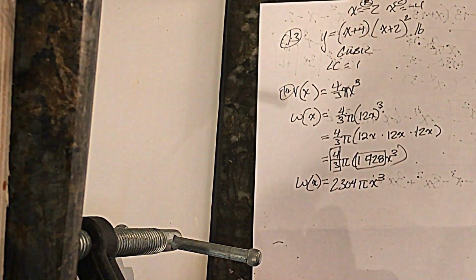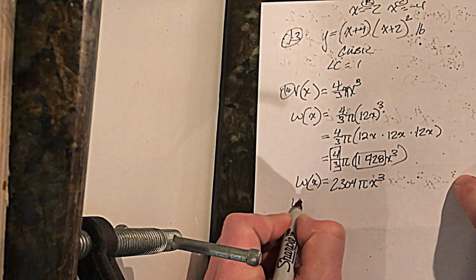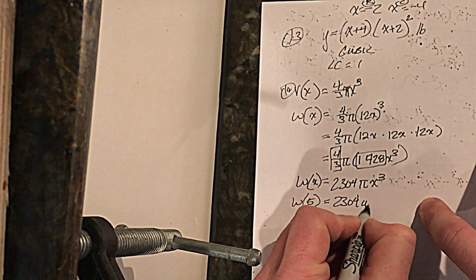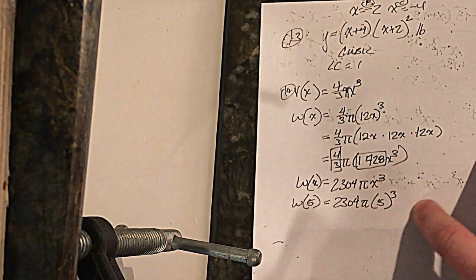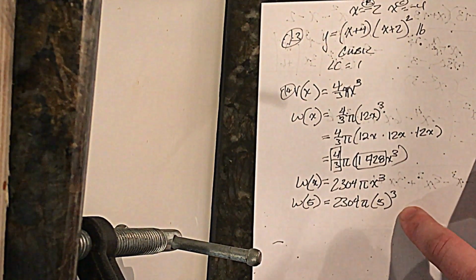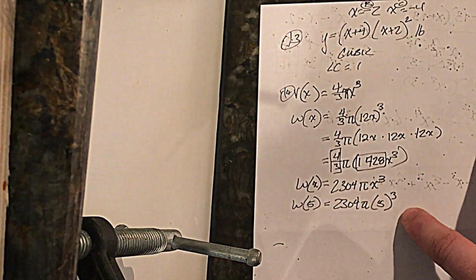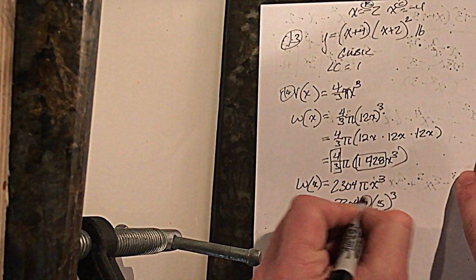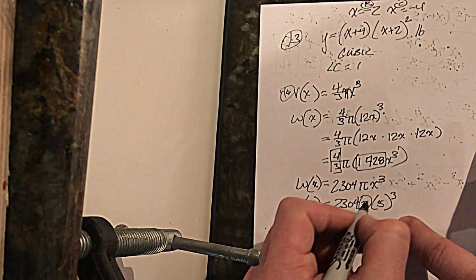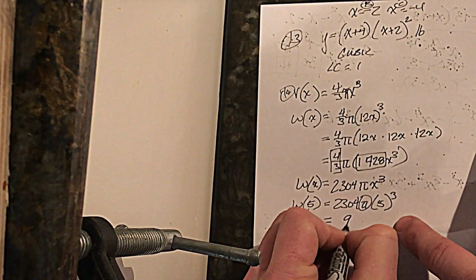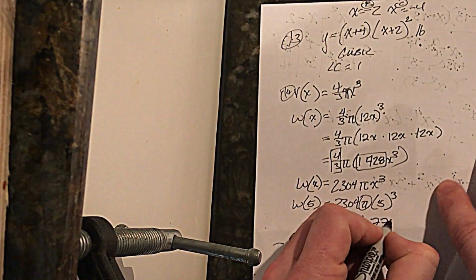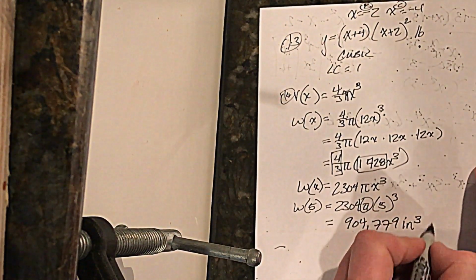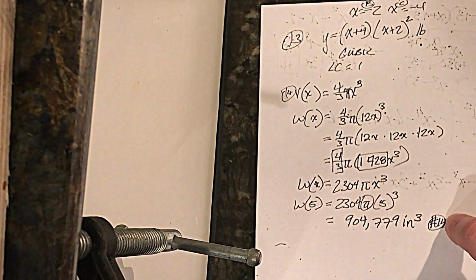The final thing that they ask us for is what is W of 5. So let's substitute in 5 for all of this. When we do this on our calculator, we get that we have a volume. Don't forget to multiply in there by pi. We have a volume of 904,779 cubic inches. And that'll be number 14.